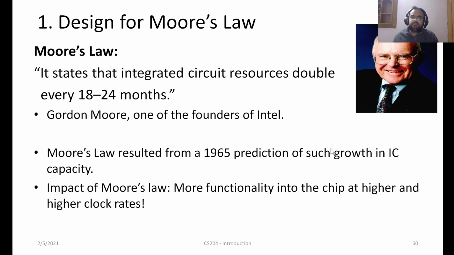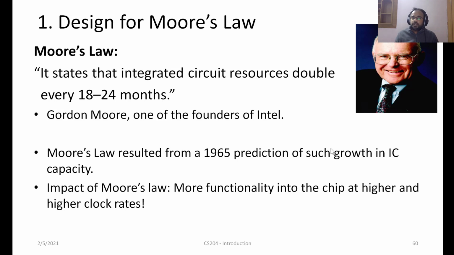The direct impact of Moore's law is, for every 1.5 to 2 years, we will have twice the number of transistors. It means that we can use those transistors to integrate more and more functionality onto the same chip. And in the process, we can also achieve higher speeds.